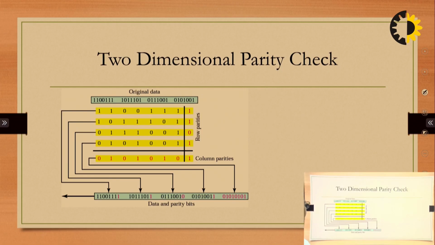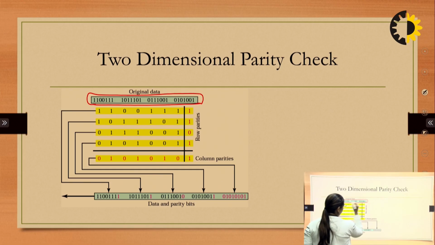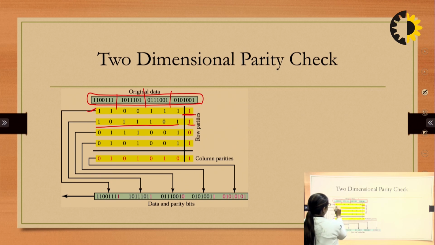Now in case of very long data which we are to send from the sender to the receiver, what will be done? This data will be divided into different blocks, and each block will have a parity bit with it. See, for the first block, 1, 2, 3, 4, 5. So 5 ones, to make it even we will add 1. Similarly, we will do for the second block, 1, 2, 3, 4, 5.